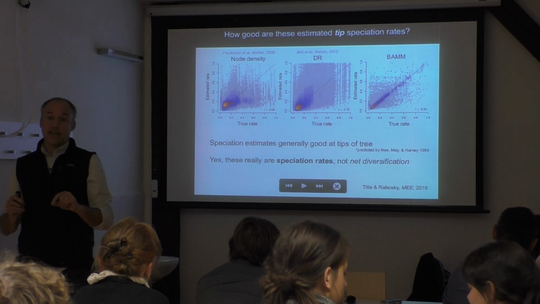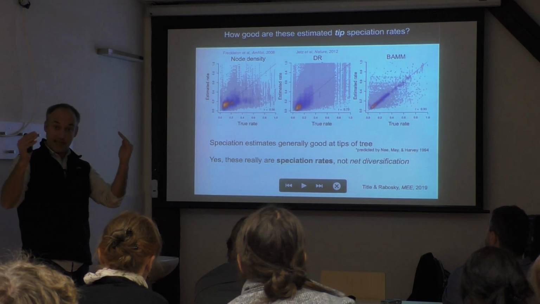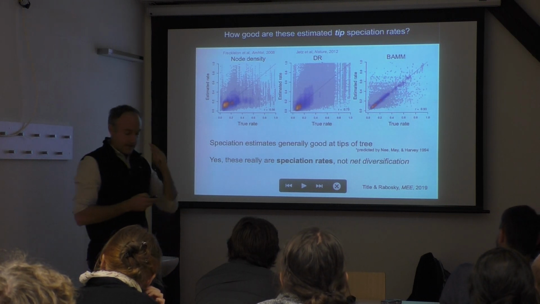I don't mean net diversification. Net diversification is the difference between speciation and extinction, so speciation minus extinction. And I am actually talking about speciation rates here.